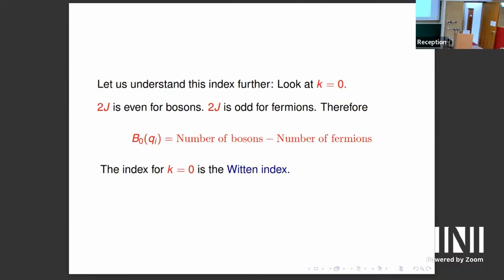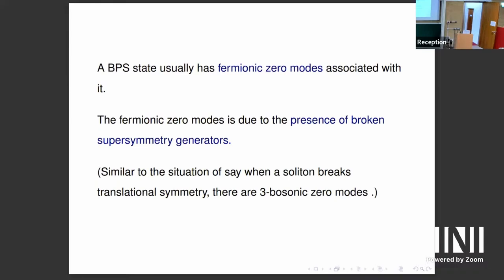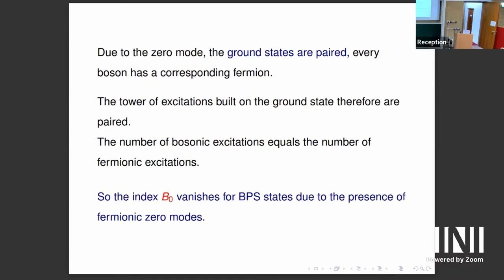Usually BPS states, which break some supersymmetry, have some zero modes associated with them. Because of that, there are fermionic zero modes, just like if you have a soliton, it has translation zero modes. Similarly, there are supersymmetric zero modes. Once you have the zero modes, the ground state is paired, so for every boson there is a corresponding fermion. Therefore the index will vanish if you don't have those insertions, because the numbers will be equal all the time. So the index vanishes on BPS states.